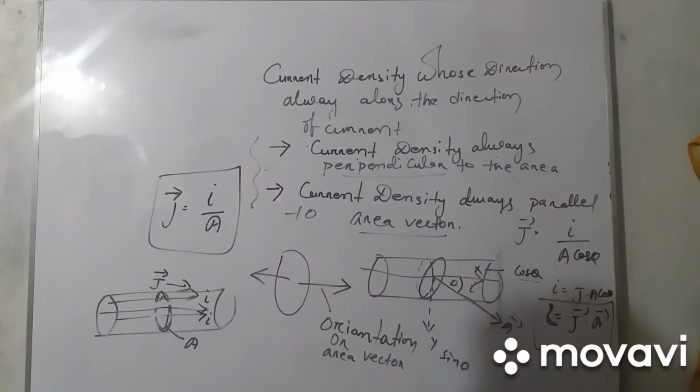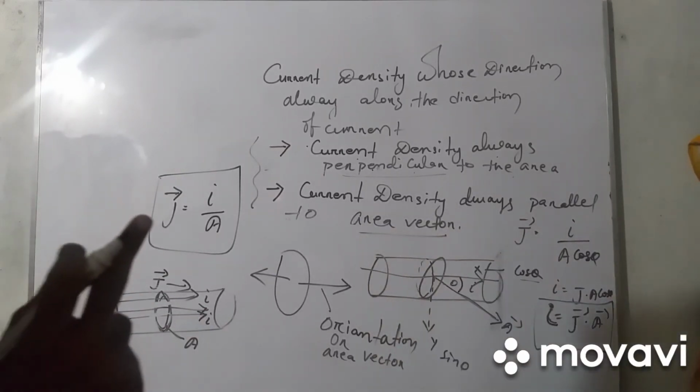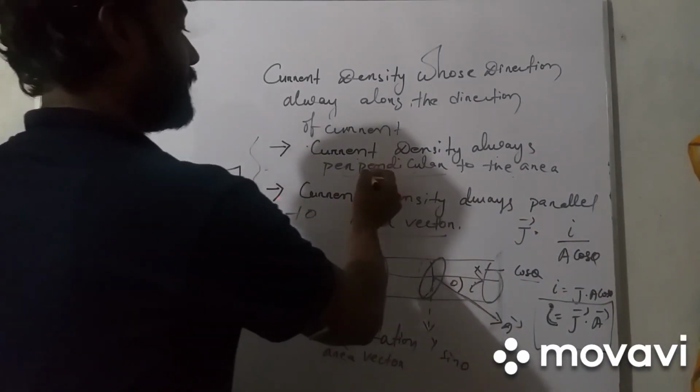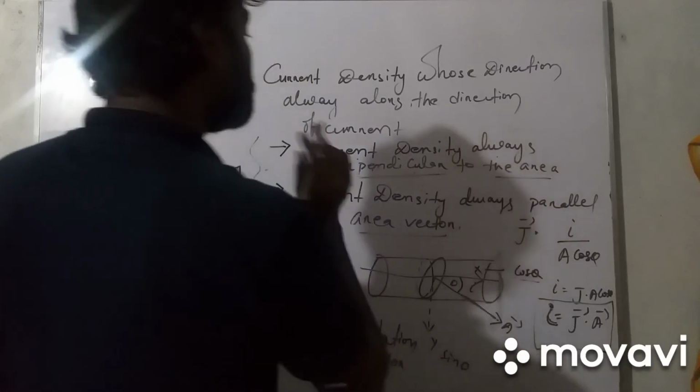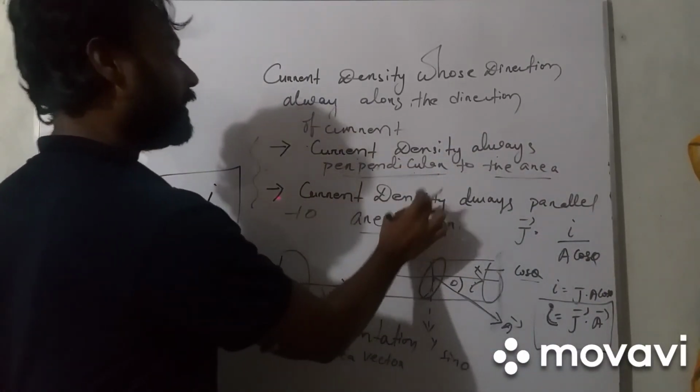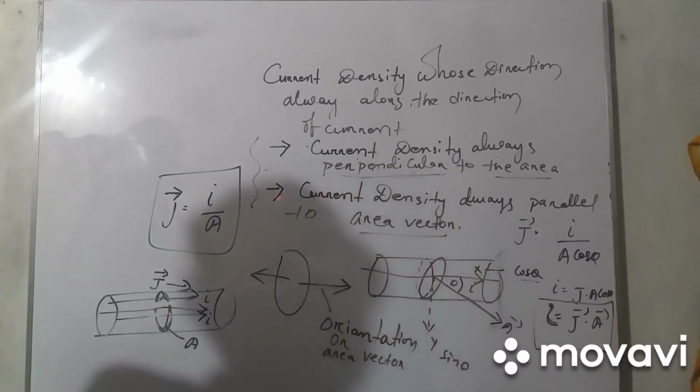So current density means current per unit area. Current density always moves along the direction of current, but current is a scalar quantity and current density is a vector quantity. Okay, it depends upon current as well as area. If the area is perpendicular to the current density, then the area vector is parallel to the current density. Clear? Please note it.